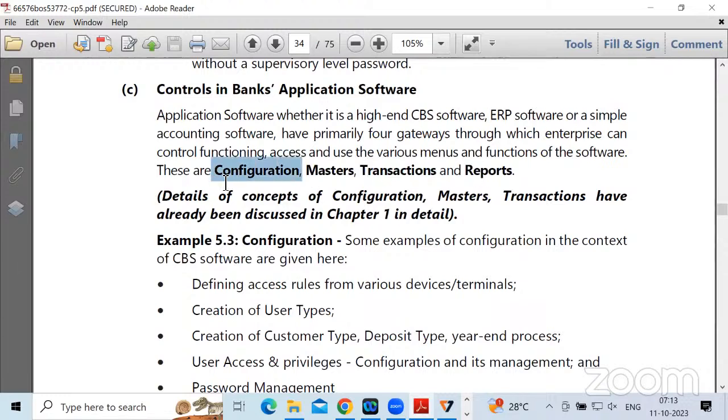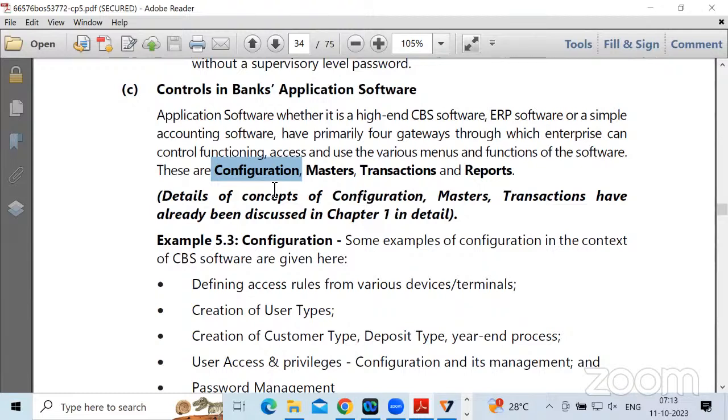Configuration means the beginning. In the beginning, you will set some rules. You will set some user type, then deposit type, access privileges, password management. All these things are configured, and it will not vary.